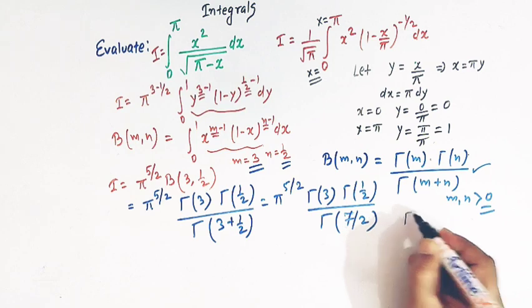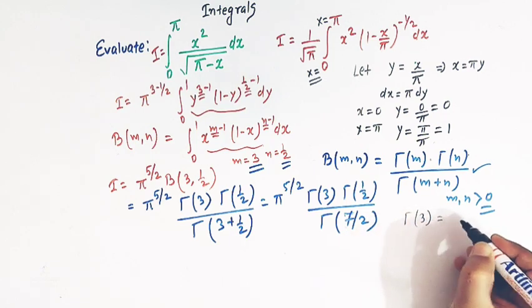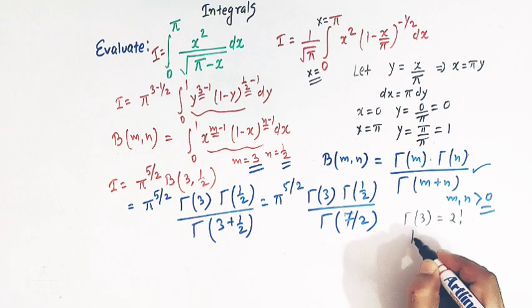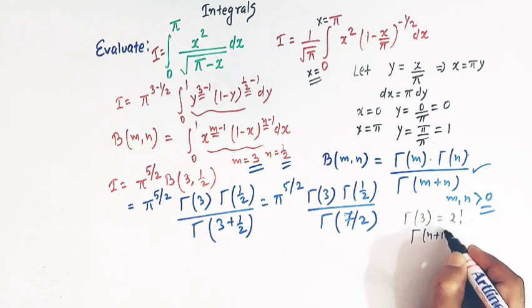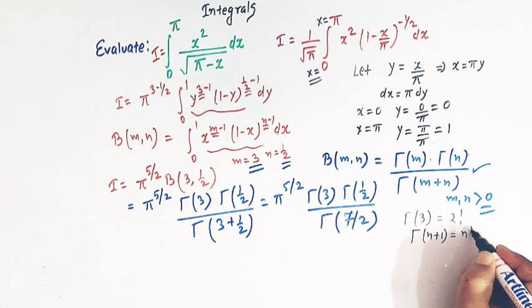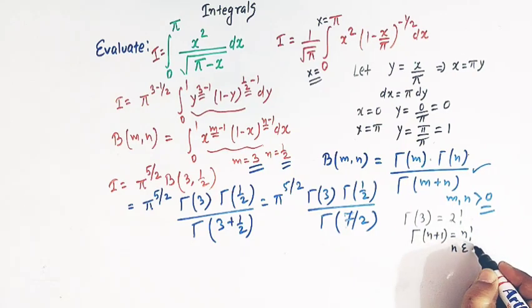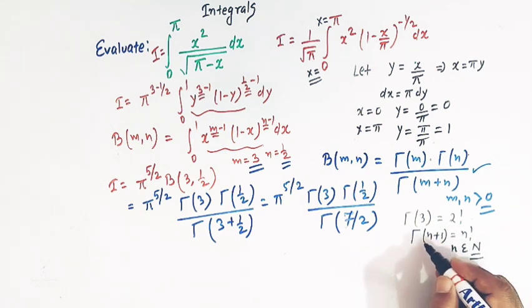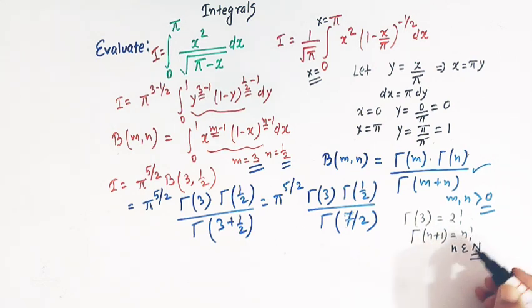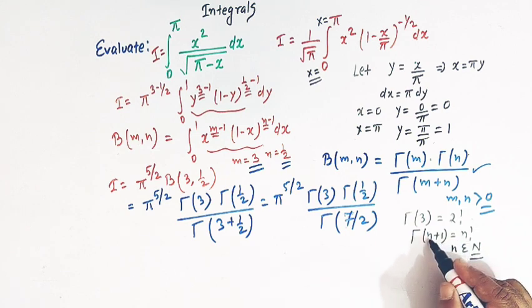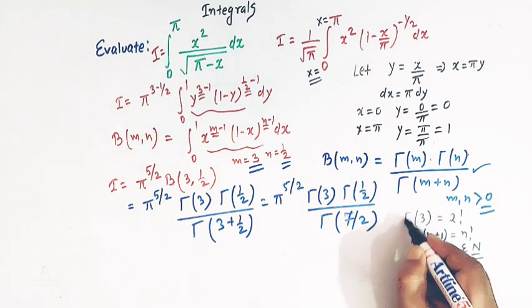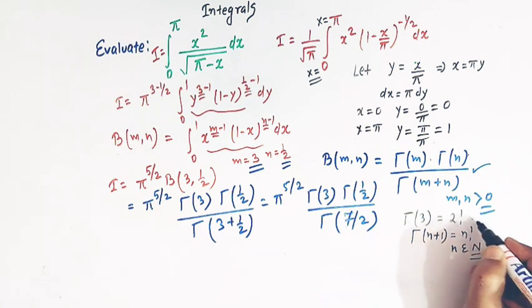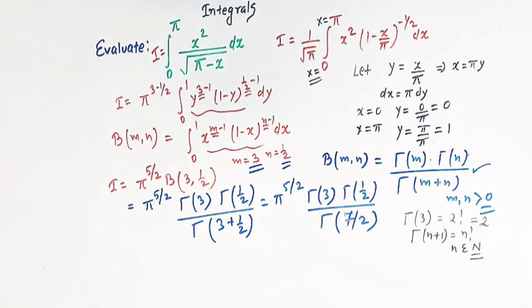So gamma of 3 is equal to 2 factorial, right? Because we know that gamma of n plus 1 is equal to n factorial when n belongs to the set of natural numbers, right? Or when n is 0, then we have gamma of 1 is equal to 0 factorial, that is equal to 1, right? So using this relation, we have gamma of 3 is equal to 2 factorial, which is equal to 2, right?